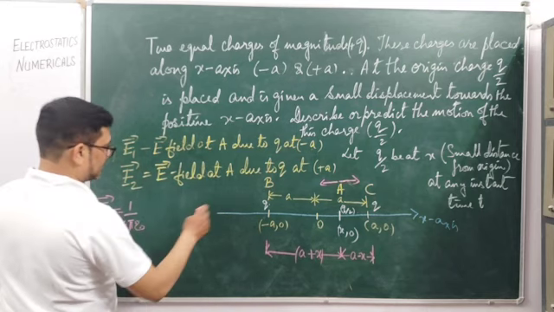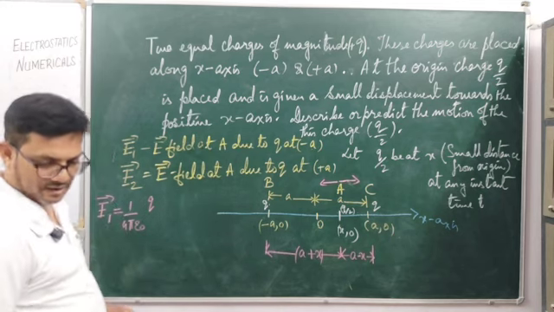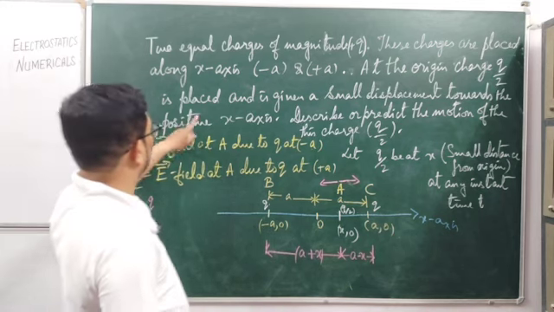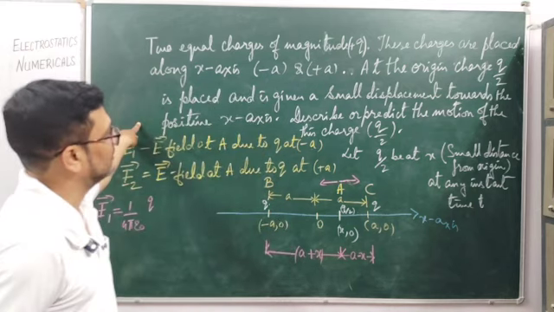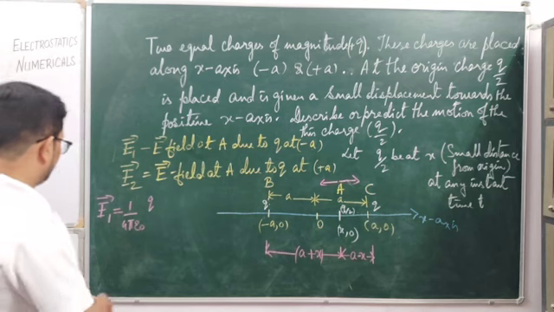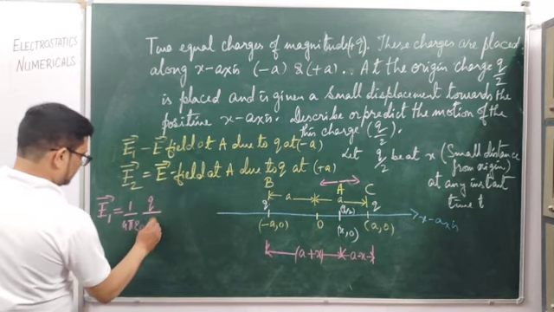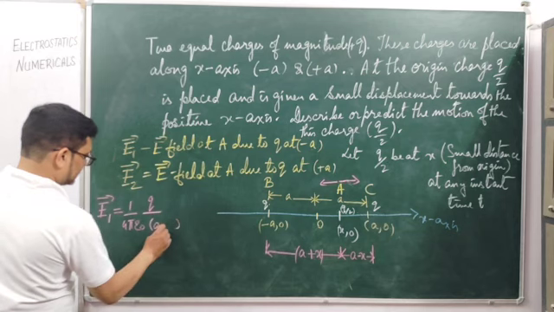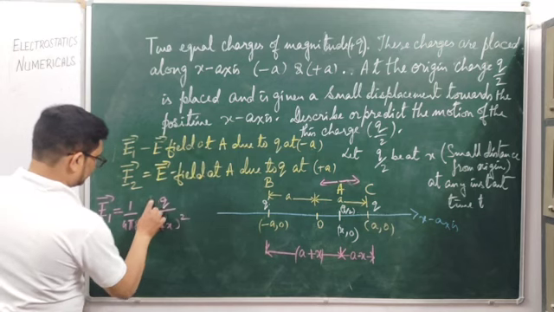And it's Q, so Q times. So let's figure it out. Here, at the origin, this is where the electric field we are interested to find. But this electric field is going to be Q divided by this A plus X whole square, right? A plus X whole square.